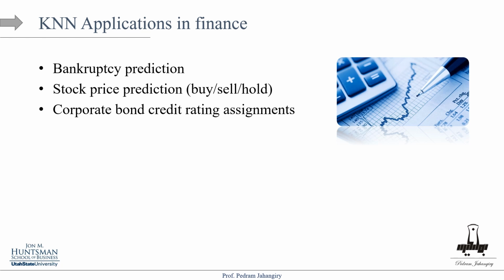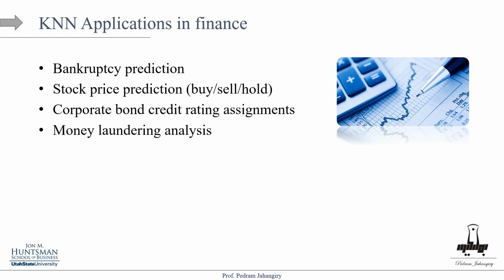Then the next example is corporate bond credit rating assignments. Imagine you want to specify if a company that is issuing a corporate bond, the bond is going to be investment grade or, let's say, junk bond. Or maybe you can classify the corporate bond ratings into 5 or 6 different classes, AAA, AA, and so on. In these examples, when the dimension of the data is relatively small and you have multiple classes, let's say 5 or 10, then KNN is going to be a very attractive candidate.